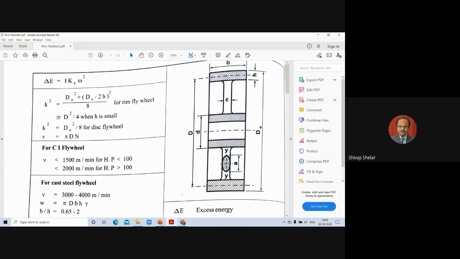So we will take a small problem and then we will go for your design of flywheel.